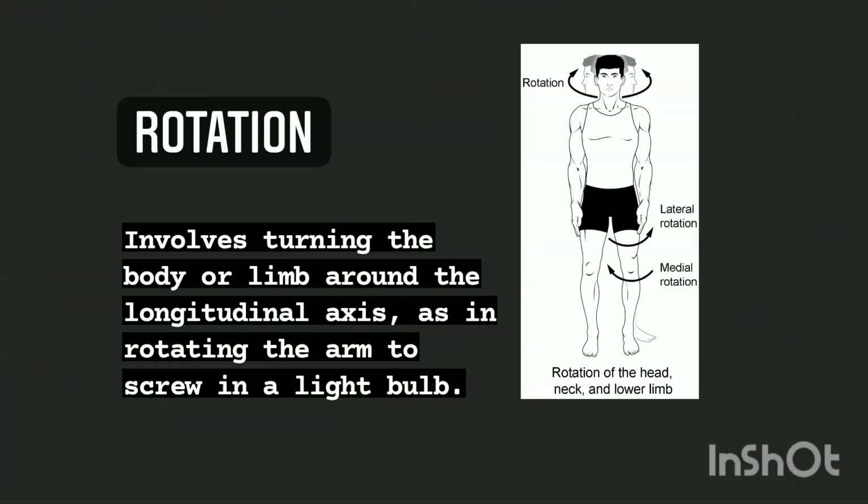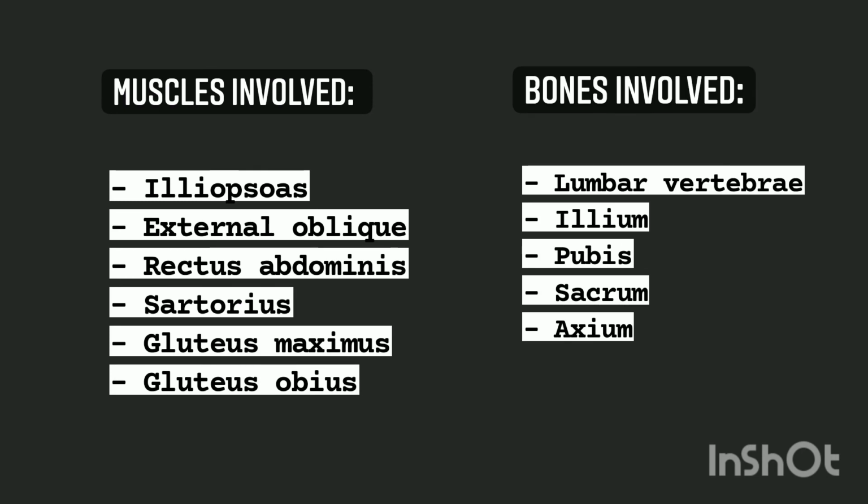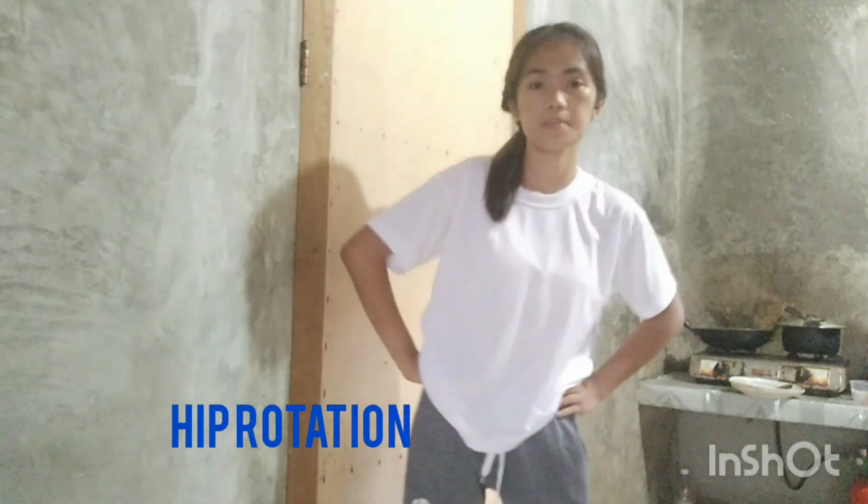And lastly, we have rotation. Rotation involves turning the body or limb around the longitudinal axis, as in rotating the arm to screw in a light bulb. And here are the muscles and bones involved in rotation. The proper execution of rotation.